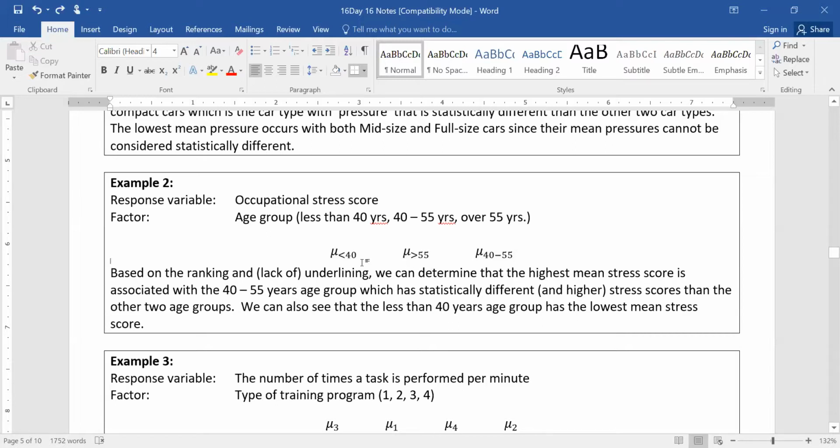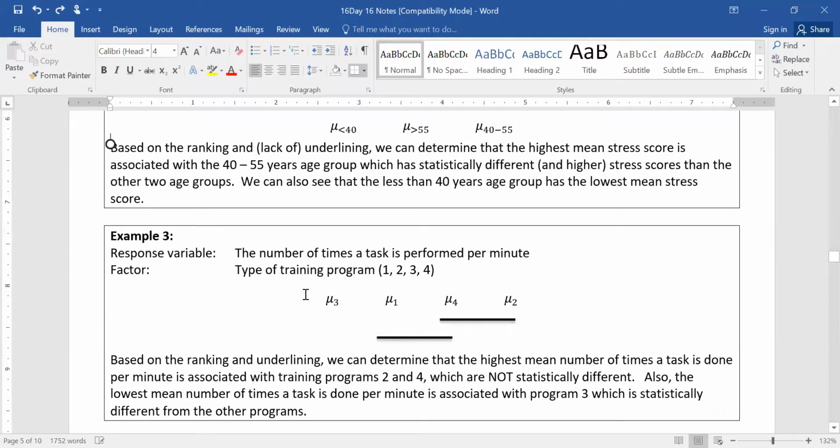So in that case, we talk about the highest mean stress score, like I just already said, for the 40 to 55-year-old age group. Remember, you always include context, right? So you always want to say who and what you're talking about. And then I say it's statistically different than the other 2 scores. And then I mention the lowest. We can also see that the less than 40 group has the lowest mean score.